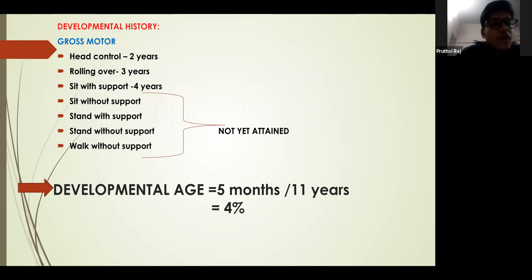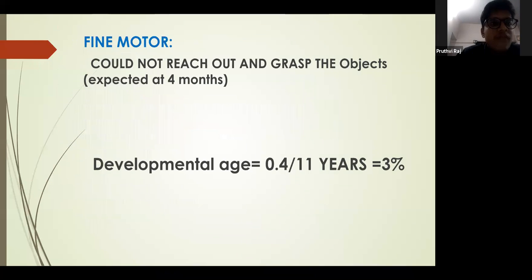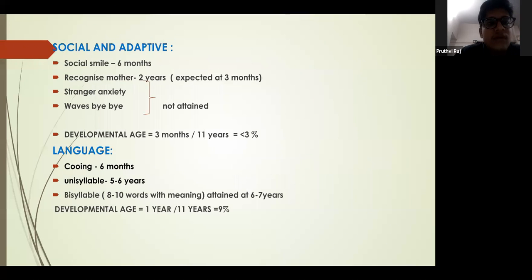Developmental history, gross motor: head control attained by 2 years, rolling over by 3 years, sitting with support by 5 years. The rest of the gross motor milestones not yet attained. So developmental age is equal to 5 months by 11 years, which is equal to 4%. Fine motor: could not reach out and grasp the objects, which is expected at 4 months. Developmental age is 0.4 by 11, equal to 3%.